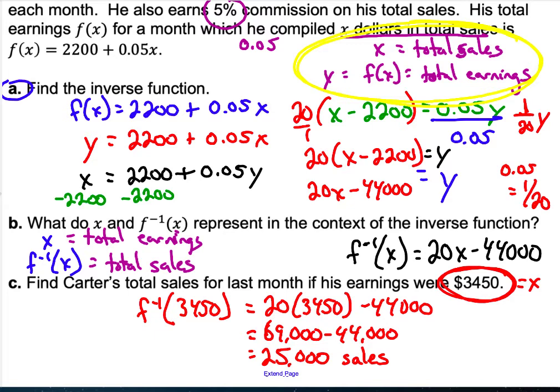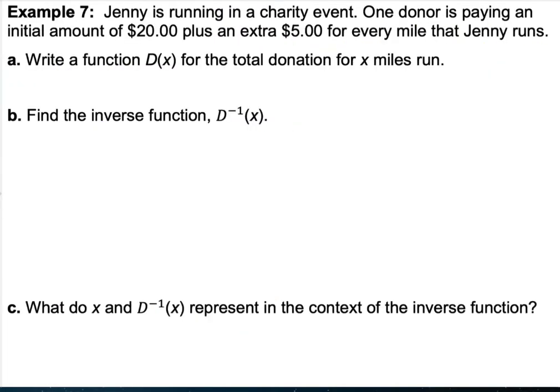So if he had $25,000 in sales times 5% for his commission, plus the $2,200, that would get us to our $34.50. So it allows us to rewrite this equation so we can work it backwards. We can instead plug in the total amount and work it backwards to figure out what he must have had in sales. All right, so let's see that in another one.